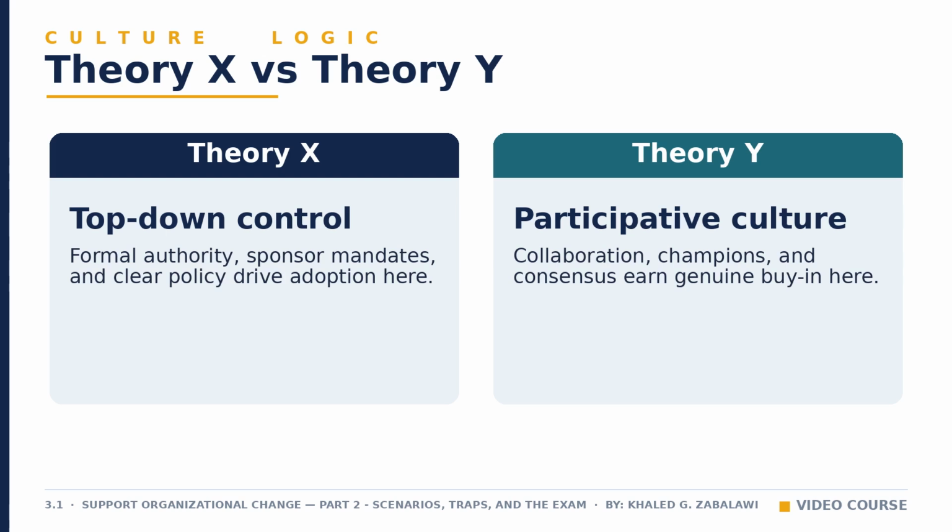People expect to be consulted. Here, you lead with collaboration, empower champions to advocate from inside their own teams, and build consensus before you announce anything as final. Notice the trap hiding underneath this tool. Using formal authority in a Theory Y culture or waiting for consensus in a Theory X culture both fail for the same reason. The tactic was right in general and wrong for this specific organization.